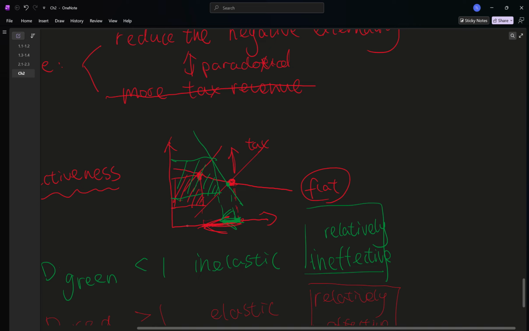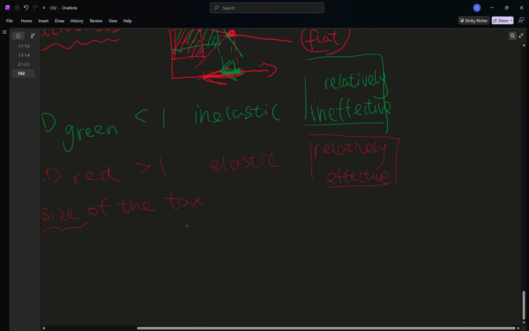Oh, and one more thing, you see that PED is greater than 1. You can see that producer, PED larger than 1. You can see that producer actually pays more of the tax. Okay.